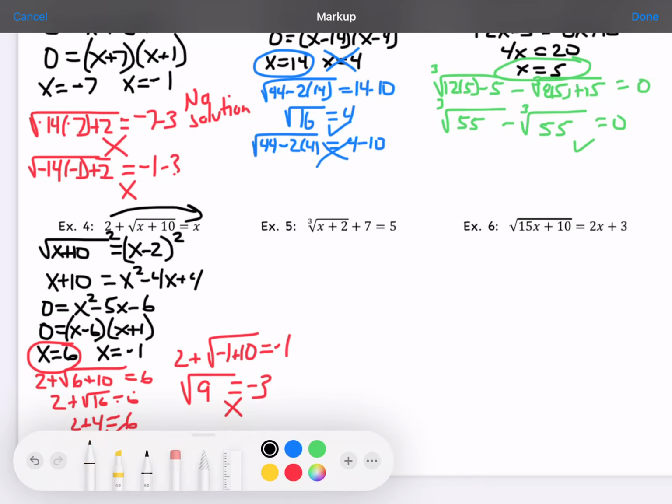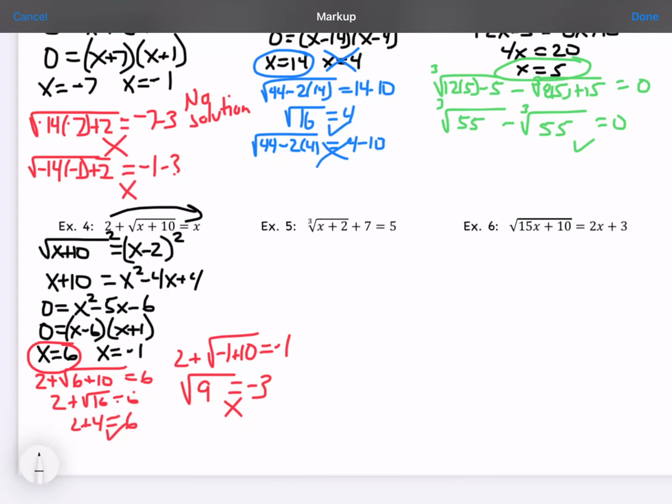We move on to 5. It's a cube root again. It's okay. I'm going to move the 7 over. Cube root of x plus 2 equals negative 2. Now, it's okay for a cube root to equal something negative. That is possible. So we're going to cube both sides.